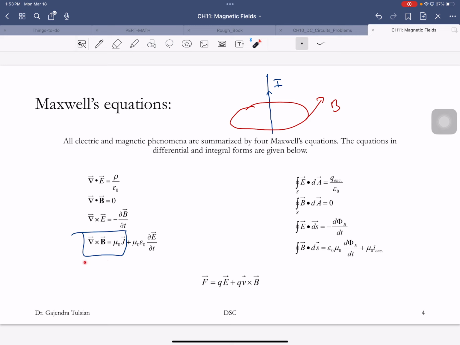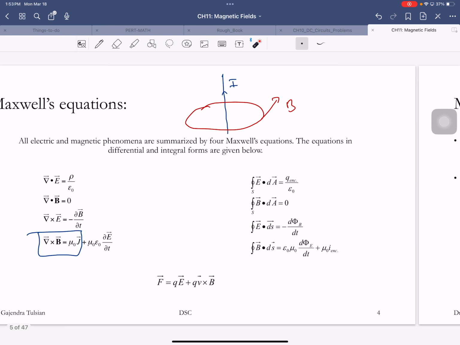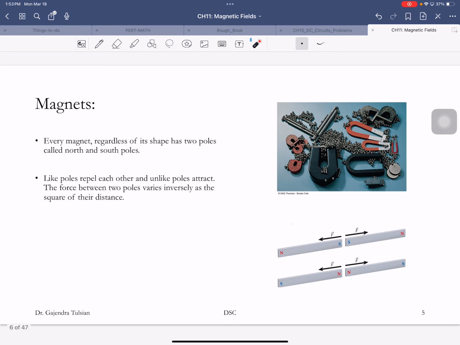So these are the Maxwell's equations in differential equation forms, and the same equations in integral form. All right, so I gave you a 30,000 foot view of it. Now we'll get into little details, some of the nitty-gritty.